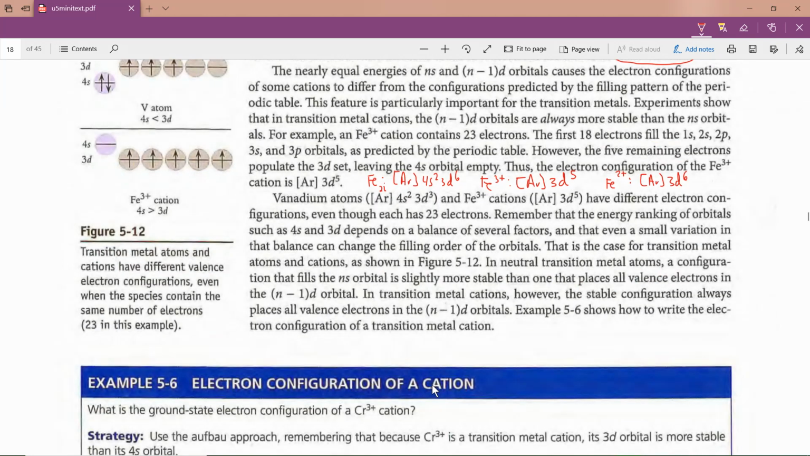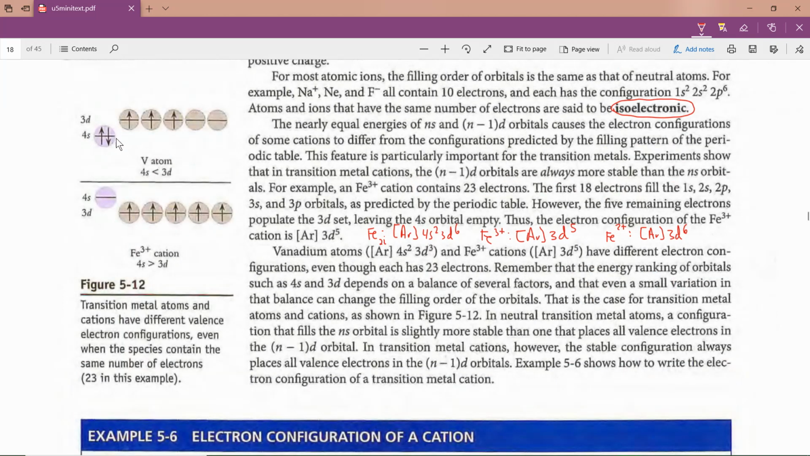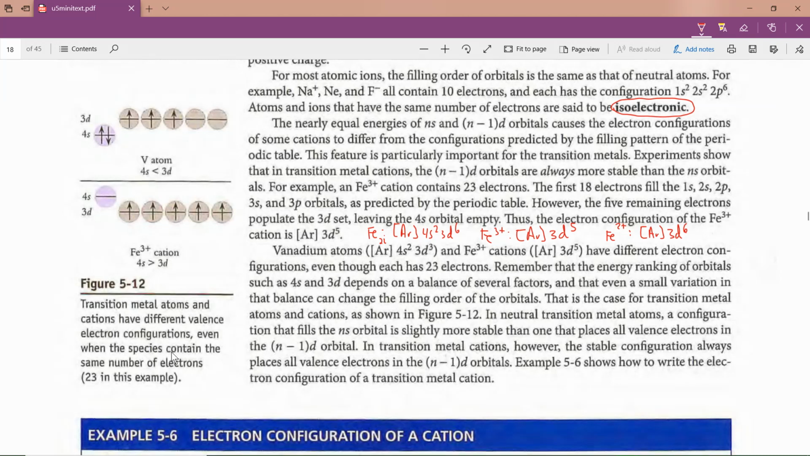Let's go to, yeah, here. Okay, just to show you exactly what I meant. Here's vanadium. So you've got 4s2 3d3, and Fe3+. You don't have any in the 4s, but you have 5 in the 3d. So they have different valence electron configurations, even when the species contain the same number of electrons.